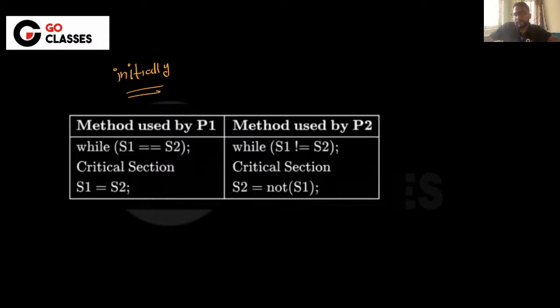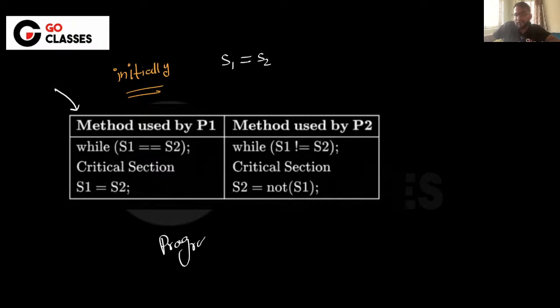Whatever the value, S1 and S2 can take a total of 4 possible values: 00, 01, 10, 11. It boils down to two conditions: whether S1 is equal to S2 or S1 is not equal to S2. Suppose S1 is equal to S2, then this condition is true, and suppose P1 wants to enter. Can P1 enter? Since P1 cannot enter, progress is not satisfied.